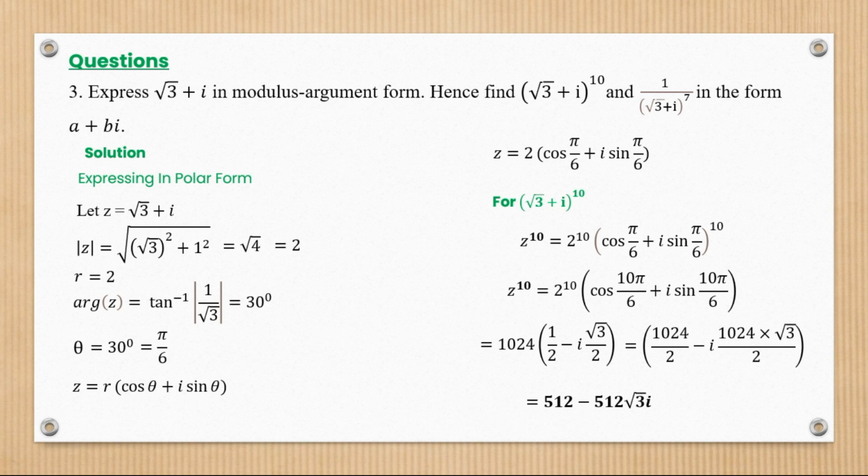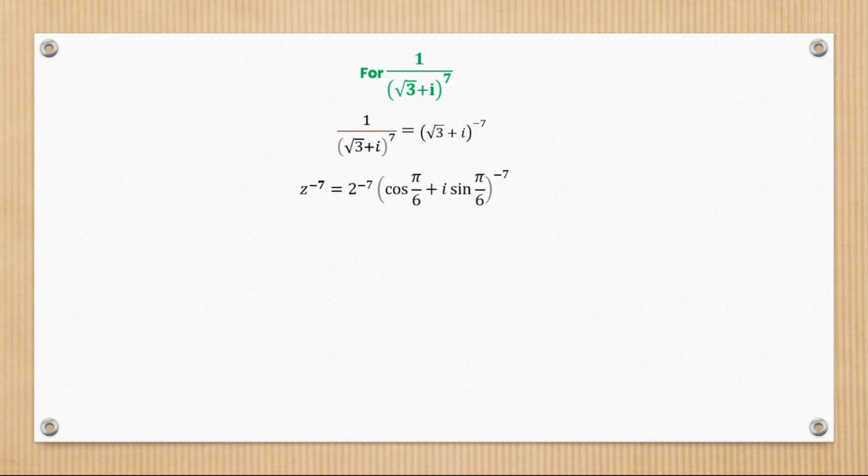Alright, so let's deal with the second part, where we have 1 over root 3 plus i to the power 7. Now this can be expressed in that format. So this is the same as root 3 plus i to the power negative 7. So now with our knowledge of De Moivre's theorem, we know that this can be expressed this way. So we're looking for z to the power negative 7. So it can be expressed like that using De Moivre's theorem.